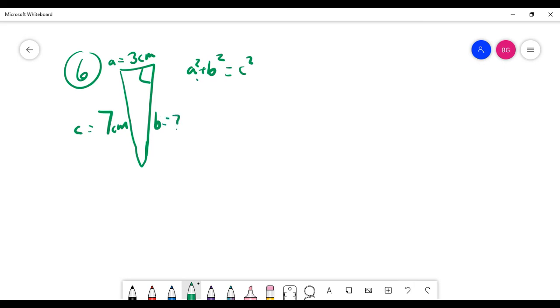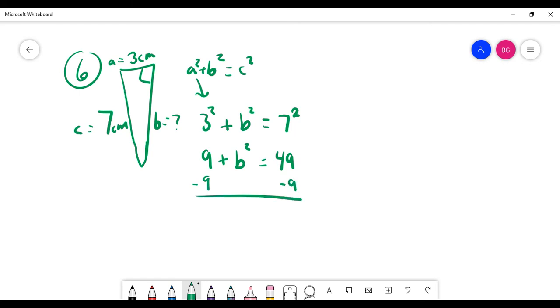So plugging these in, we're going to say a, which is 3 squared, plus b is our unknown, so we're going to say b squared, equals c squared, which is 7 squared. Now solving this, 3 squared is going to be 9, plus b squared stays the same, equals 7 squared, which is 49. You got to get b squared by itself, so we need to minus 9 first, using our solving equation skills. So then we have b squared equals 49 minus 9, which is 40. Then take the square root of both sides, get rid of that squared finally.